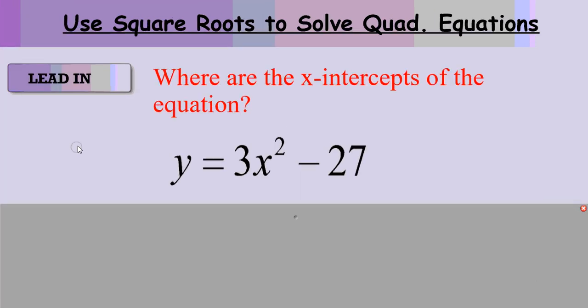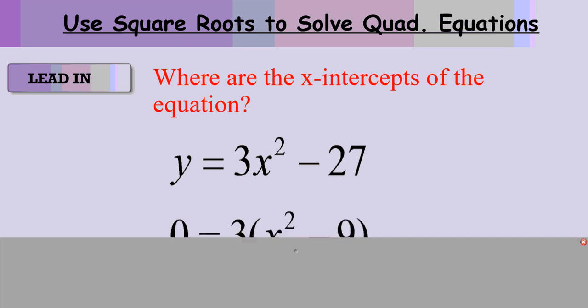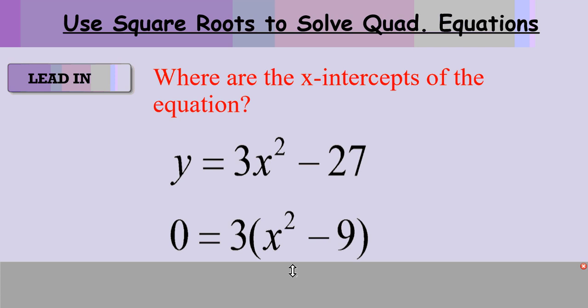In the last unit, we looked at finding the x-intercepts. How did we find the x-intercepts? Well, we said we wanted to be able to graph it to find the x-intercepts and then the vertex, and then I could graph. We said, okay, we want y to be 0. Once y was equal to 0, we factored it.